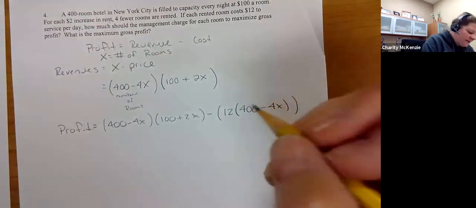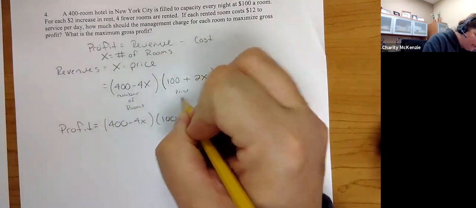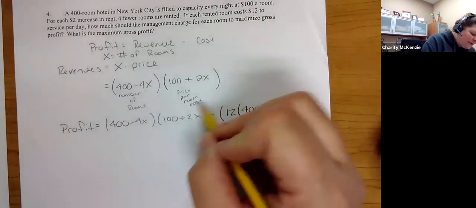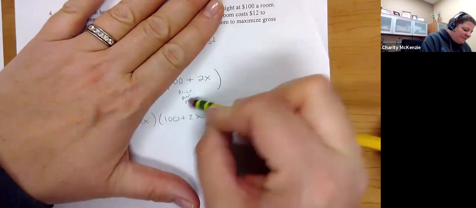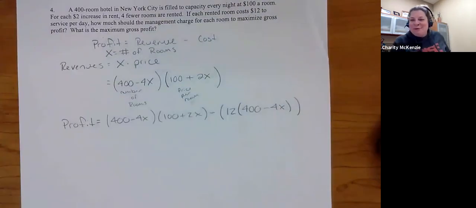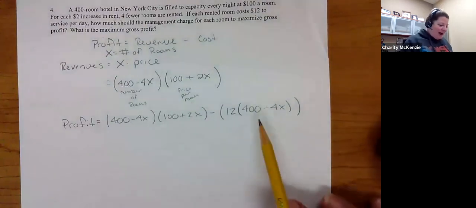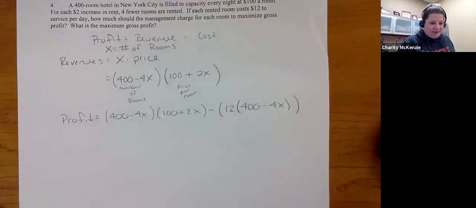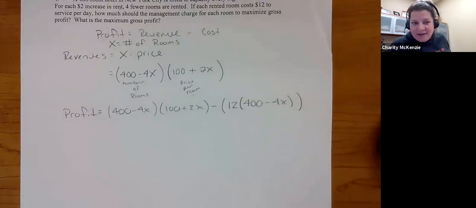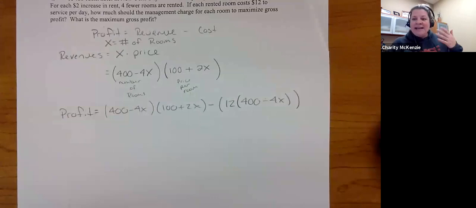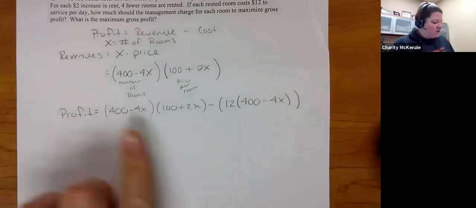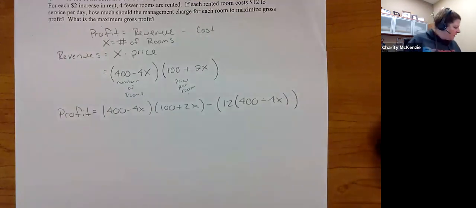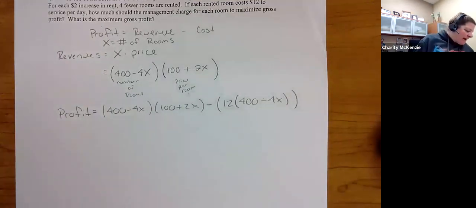And this would be your price per room. Well, I don't really want to use the word cost, because our cost to the company is $12 for each room to service. So can you see how that would equal our profit? This is our revenue because it's just money coming in, but then it's going to cost us $12 per room to service. That seems kind of cheap. They don't pay their maid very much. Okay, and we want to maximize this profit.